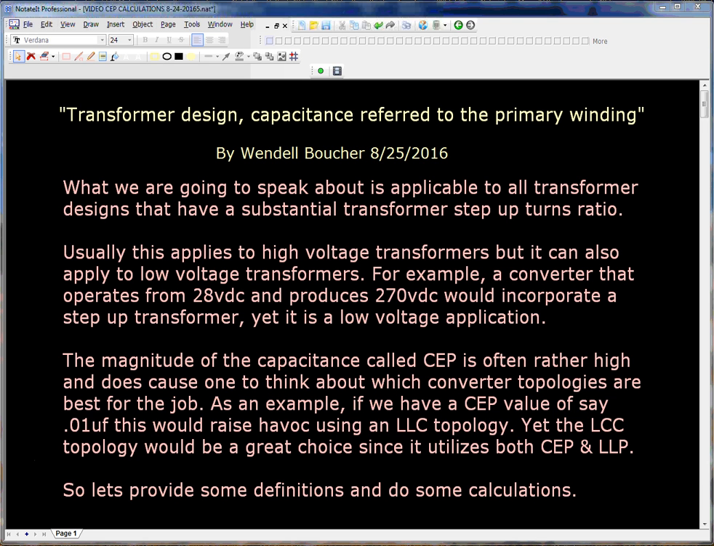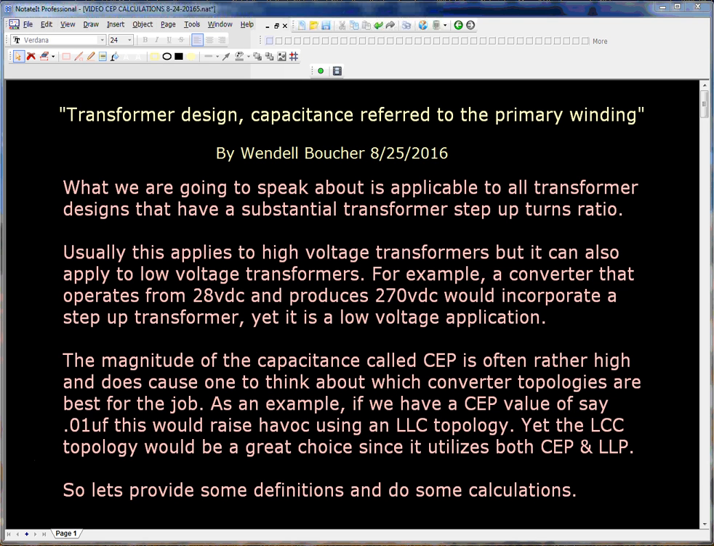The title for this presentation is Transformer Design: Capacitance referred to the primary winding. What we are going to speak about is applicable to all transformer designs that have a substantial transformer step-up turns ratio. Usually this applies to high voltage transformers, but it can also apply to low voltage transformers.